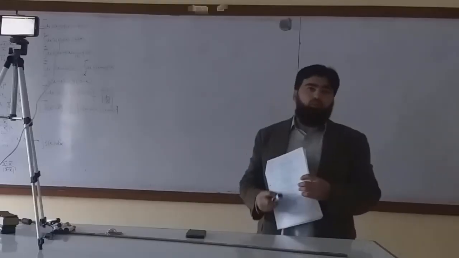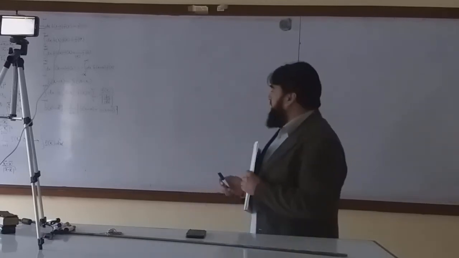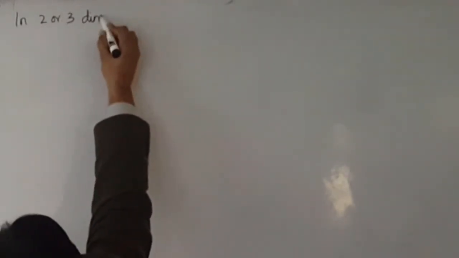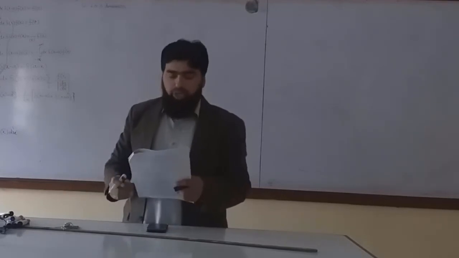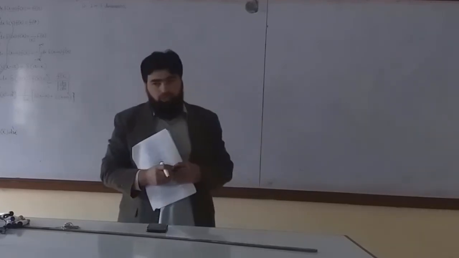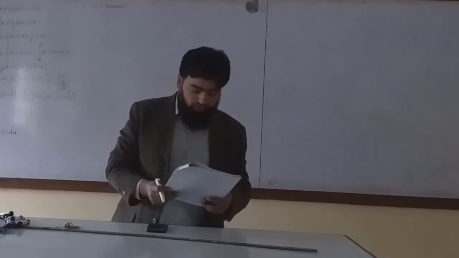So this was all the review of what we did last time. And now we will move to what will happen in 2 or 3 dimensions. In 2 or 3 dimensions, what will happen to our delta function? We have studied our delta function only with respect to x. What if it is with respect to r? In r we have x, y and z.